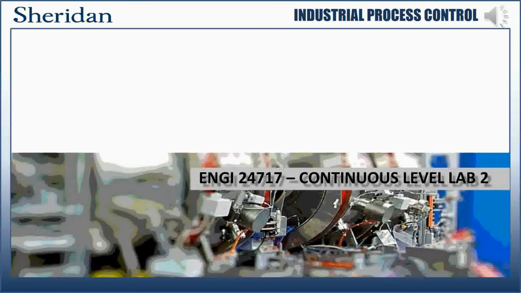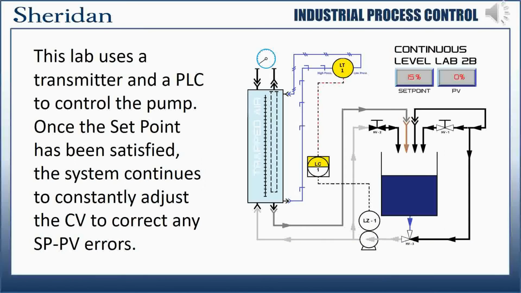College's Industrial Process Control. This video is Lab 2, Continuous Level Measurement. This is the second part of the lab where we actually take measurements using a continuous method as opposed to point-to-point. This lab uses a transmitter and a PLC to control the pump. Once the set point has been satisfied, the system continues to constantly adjust the control variable to correct any set point process variable errors.